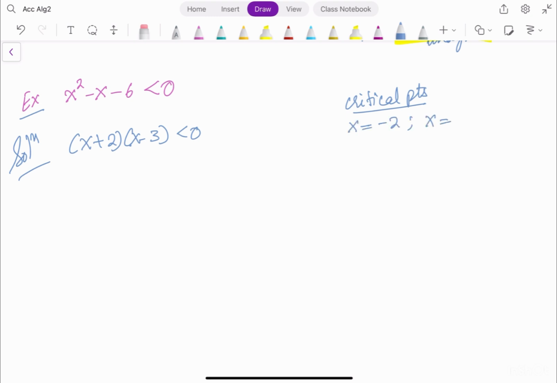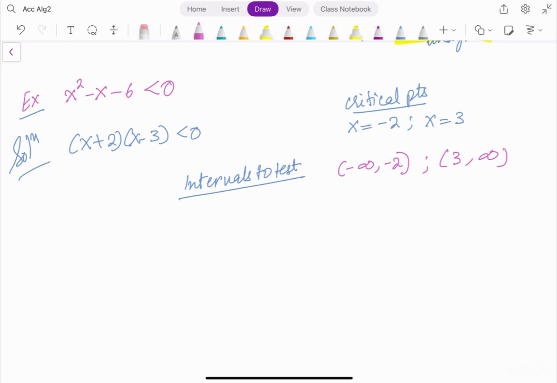Critical points will be minus 2 and 3. So basically what I did, I put x plus 2 equal to 0 and x minus 3 equal to 0. The third step will be to find the intervals to test. So the intervals will be what? We have negative 2 and it is less than, that means it is not included. So the first interval will be negative infinity to negative 2. Then the right hand side interval will be 3 to infinity. And there will be one more interval, that is between negative 2 and 3. So there are 3 intervals.